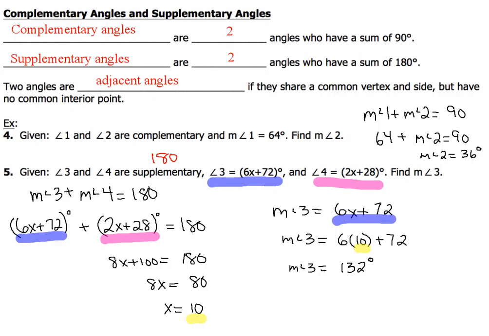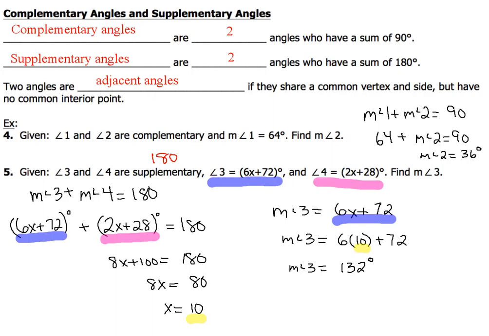Now, the first thing we'll do is write down the expression for the measure of angle 3, 6x plus 72. The second thing we'll do is substitute the value that we got for x, which in this case was 10. Then when we do the arithmetic, 6 times 10 is 60 plus 72. We end up with a total of 132 degrees for the measure of angle 3.